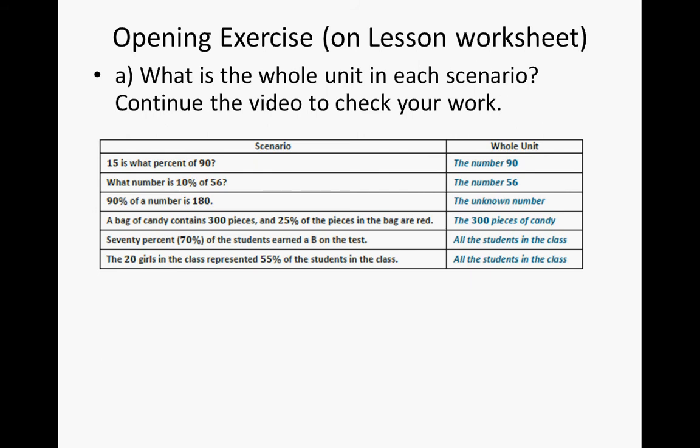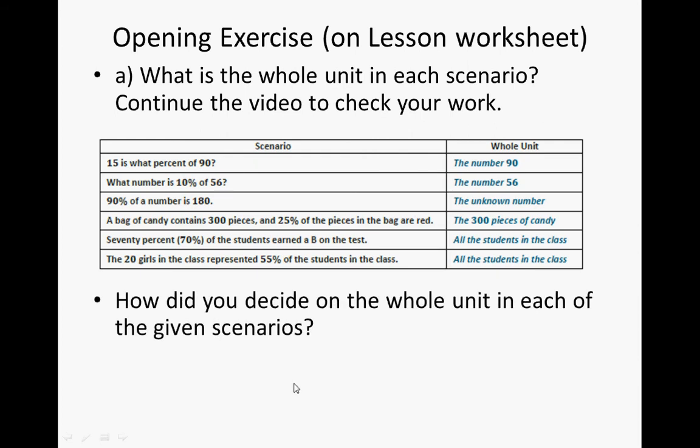Another thing you can look for in some of these problems is the word of. Typically the number that follows the word of is representing the whole number. So in this case, what percent of 90? Well then 90 follows the word of, so 90 is our whole. What number is 10% of 56? So 56 is the whole. And here, 90% of a number, well, then we don't know what that number is. The number or value following the word of is not given, so that's why it is the unknown number.